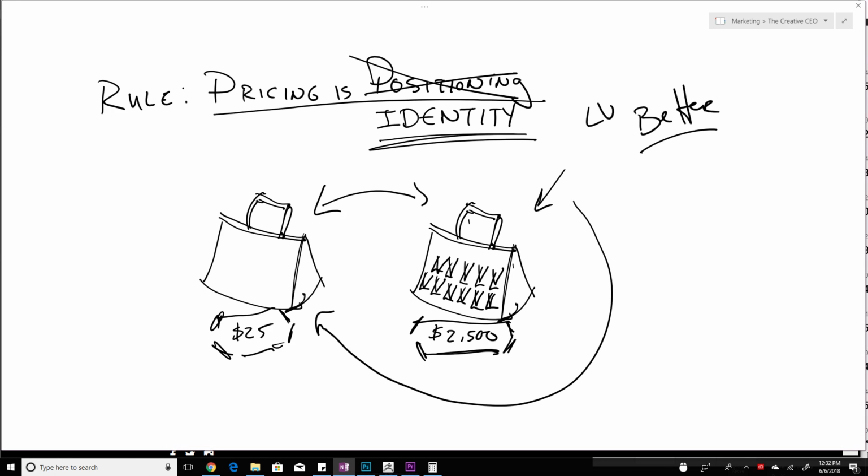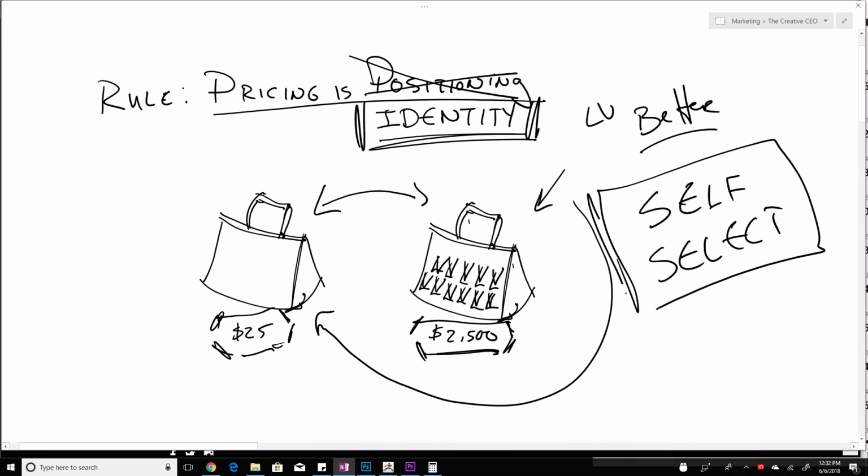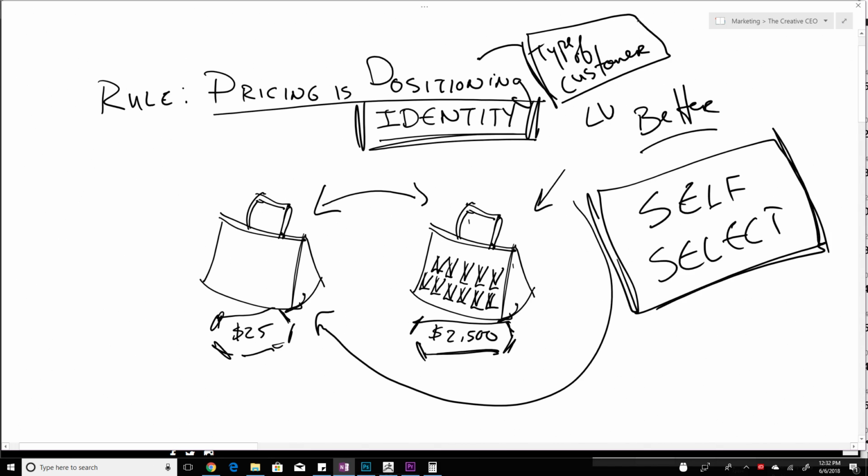The Mercedes that my wife drives, is it built in the exact same Ford factory that all the other Ford cars are built in? Yes. Did it cost a bit more? Yes. Because at the end of the day, pricing becomes identity and people self-select. That's key to understand, because when we think about pricing, remember it is positioning. And really the question that we are answering in our business is type of customer. You're positioning yourself for the type of customer.